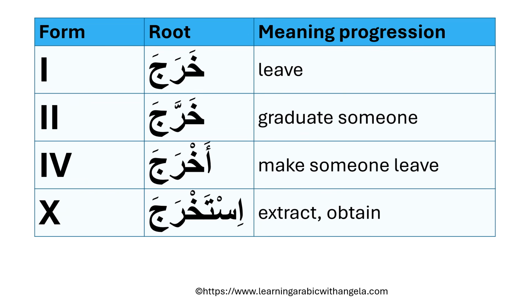Another example, we've got kharaja, pattern 1, to leave or to exit. We've got pattern 2, kharraja, doubling the ra, and that means to graduate someone. We've got pattern 4, we've added the alif at the beginning, akhraja, and that means to produce something or to make someone leave. And we've got pattern 10, istakhraja, we've added the alif, the sin, and the ta, and that means to extract or obtain something.